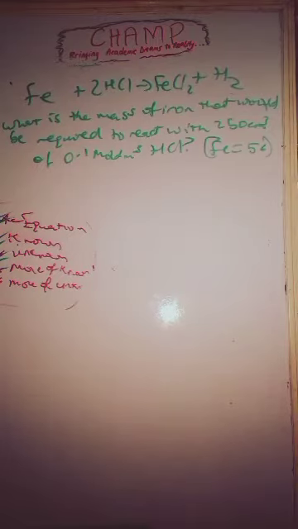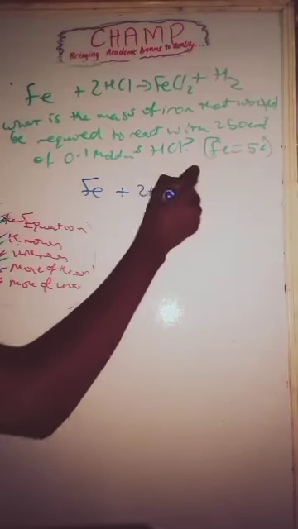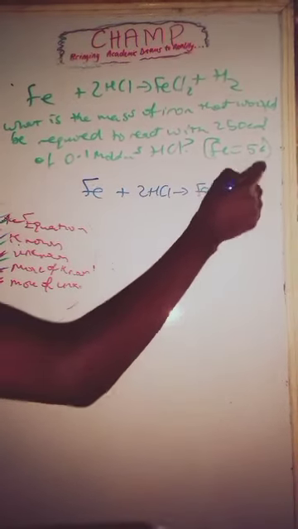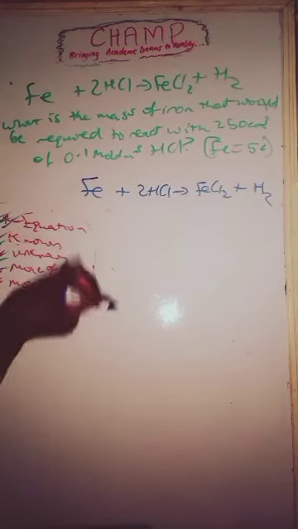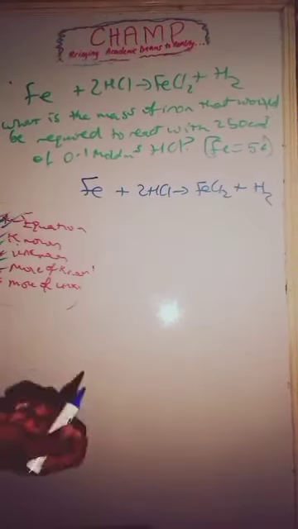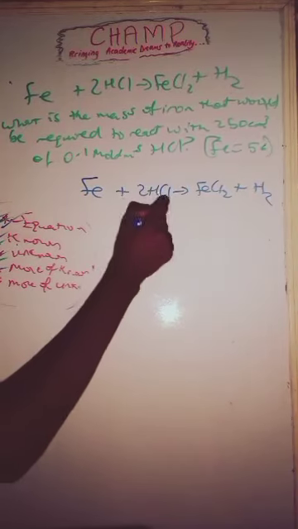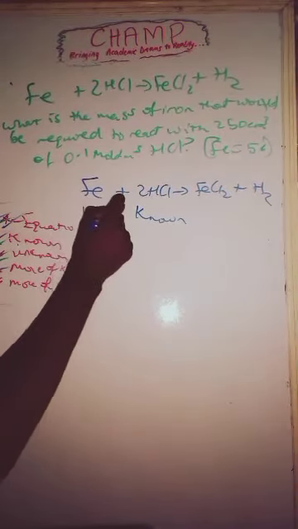What's the first thing to do? You write your what? Your equation. You've been given your equation, Fe plus 2HCl to give you FeCl2 plus hydrogen gas. So we've done that. Yes, identify your known. You were given 250 centimeter cube of 0.1 mole per dm cube HCl. So this is your known. Then they said what's the mass of iron? This is your unknown. Do you get it now?